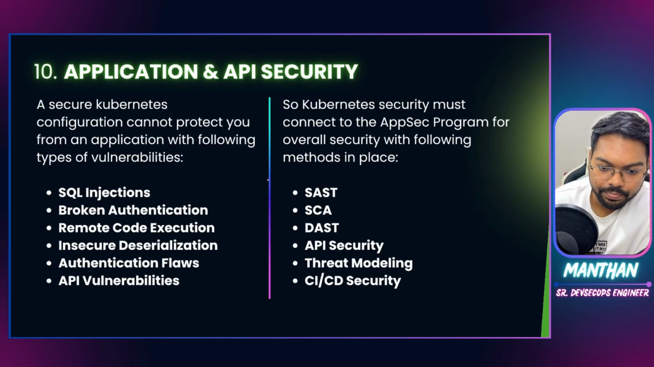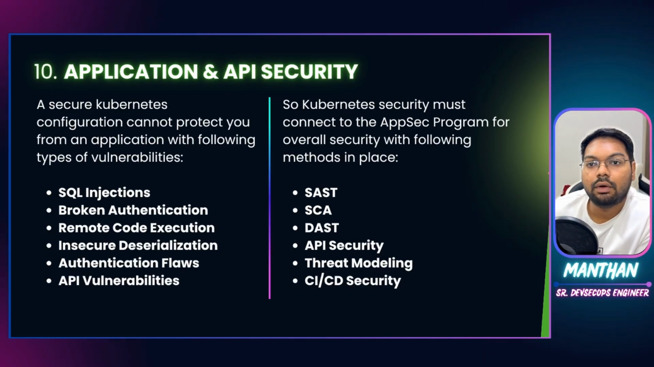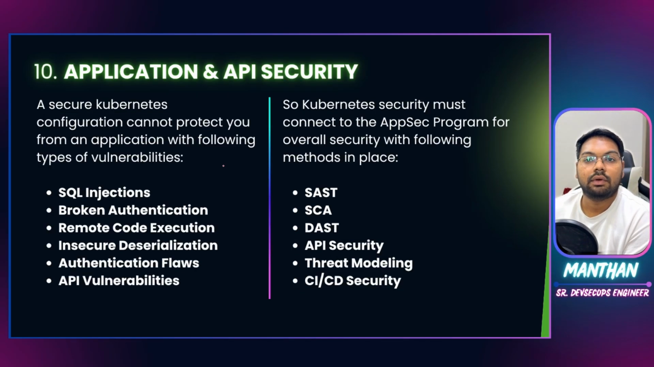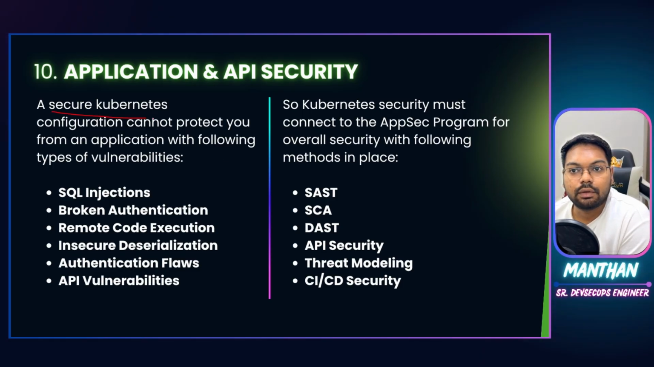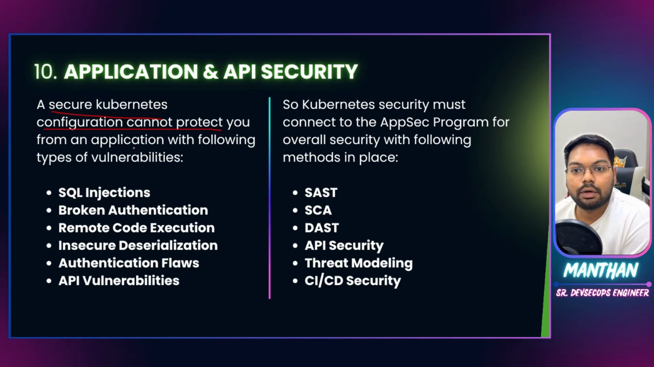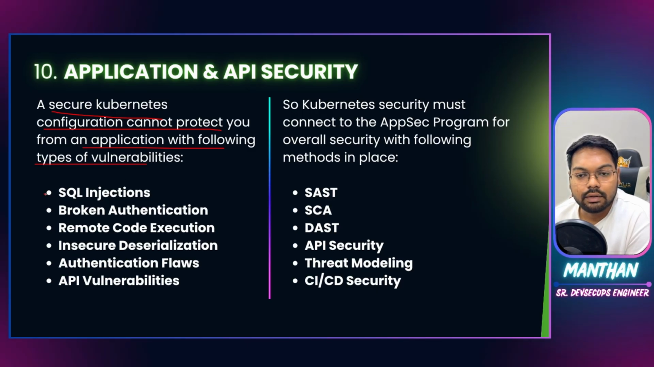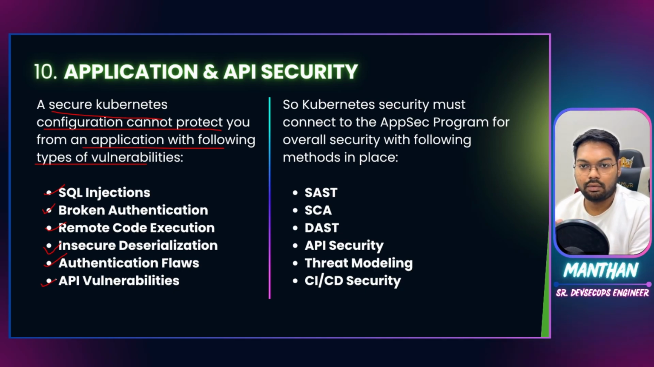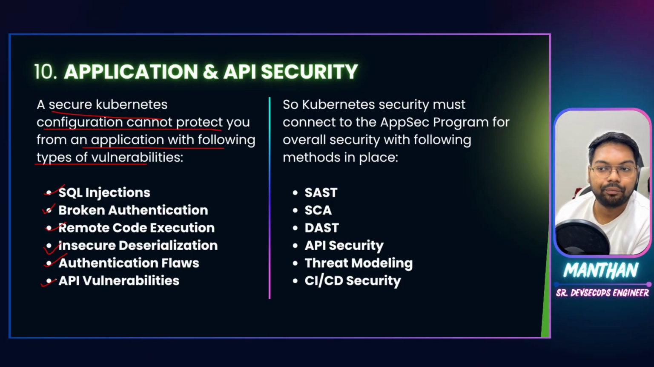Next would be application and API security. So now, once you have done security for all of these things, a secure configuration cannot protect you from an application with the following types of vulnerabilities, as we discussed earlier. SQL injections, broken authentication, remote code execution, insecure deserialization of data, authentication flaws, and then API vulnerabilities. These are the things that should be taken care of from our end as application developers.